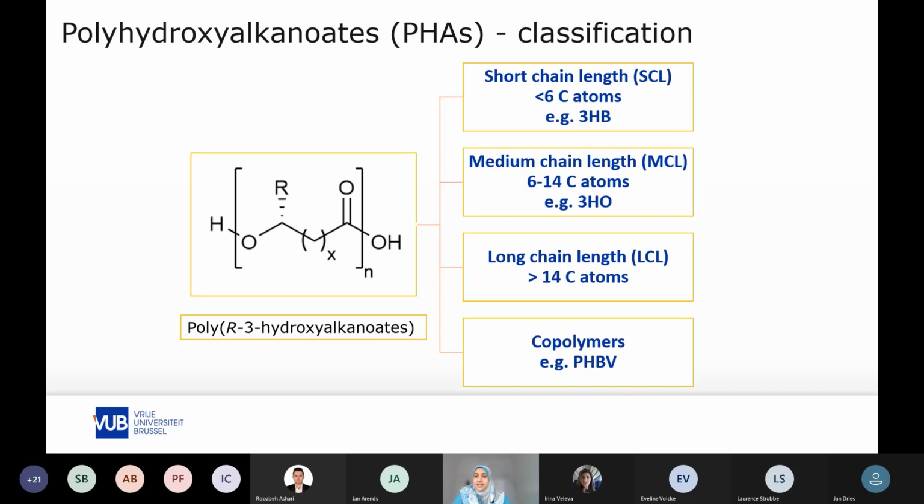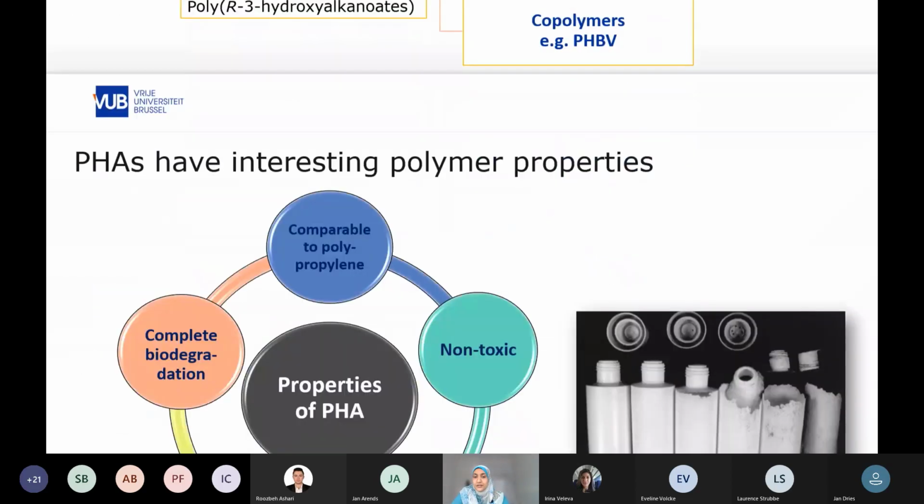The monomers can be linked together into homopolymers or copolymers. The copolymers are composed of different monomers, for example, PHB-co-V, so it's butyrate and valerate. And the copolymers usually have better characteristics than the homopolymers.